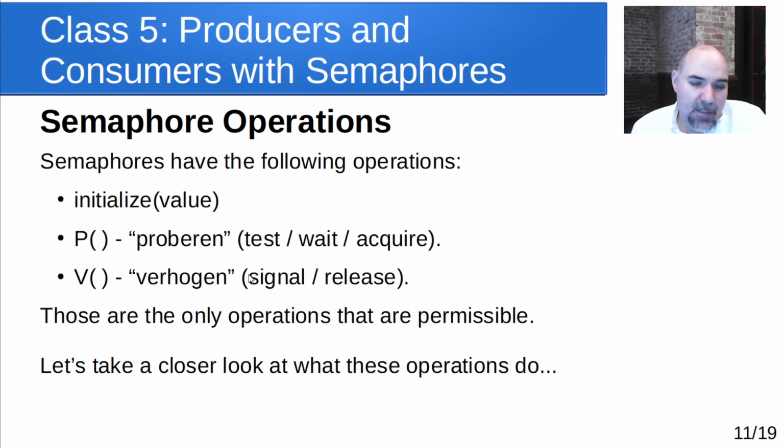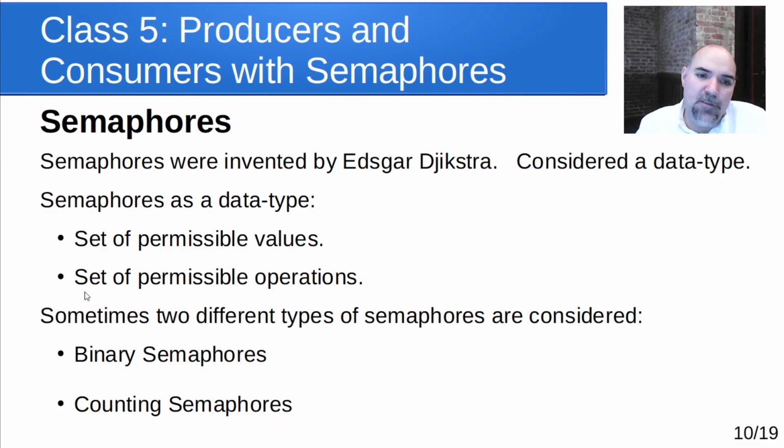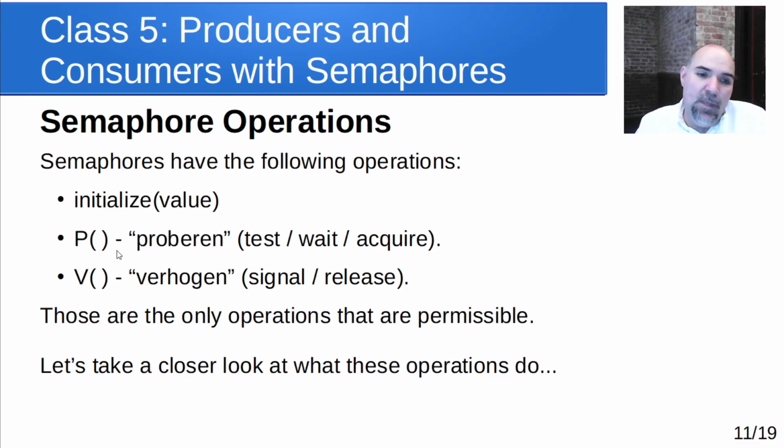And let's look at the operations. So semaphores have the following operations. One is we can initialize them with one of the set values. We can then have operation P, which in Dutch is proberen, which essentially stands for to test that. But we can think of it as wait or acquire also. So these are all English words that maybe are a little more familiar to you than proberen. But this is what Dijkstra called it because he was Dutch. So he called it the operation P, proberen.